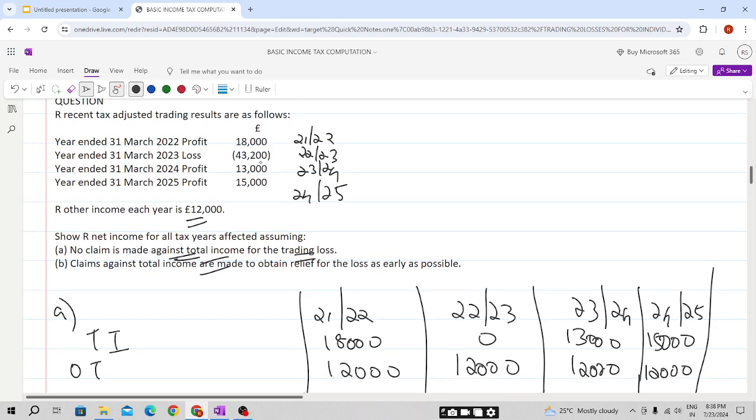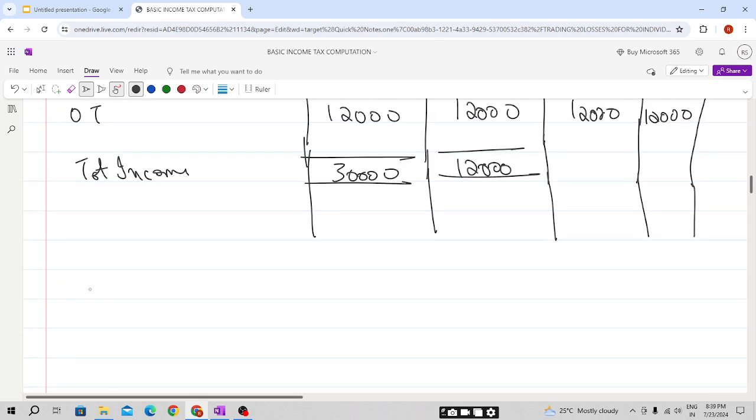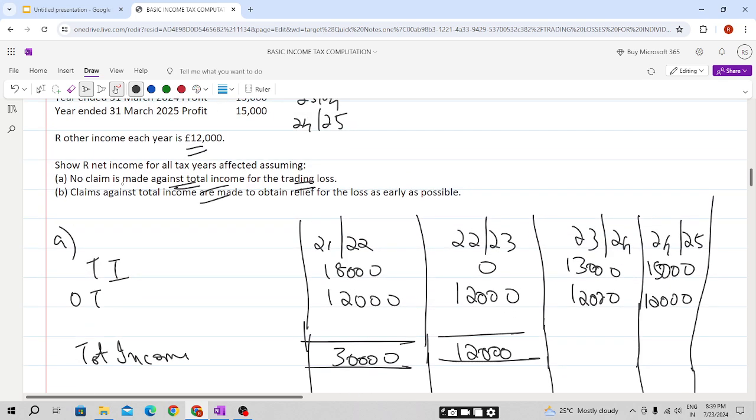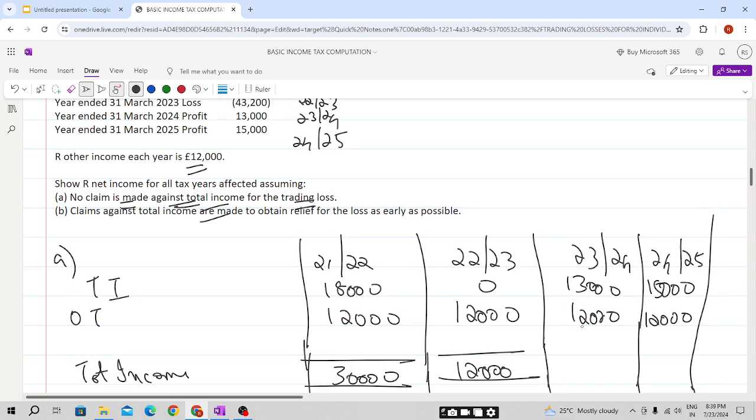So this 43,200 loss memorandum: the trading loss in 22-23 of 43,200 will be carried forward. We are not claiming here, students. It is specifically mentioned in the question: no claim is made against the total income. So only carry forward loss relief. Carried forward, it will be set off against the first available trading profit. So trading income here is only 13,000, so the whole 13,000 will claim the relief.